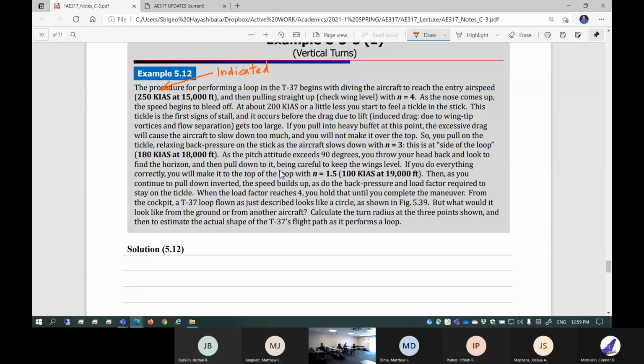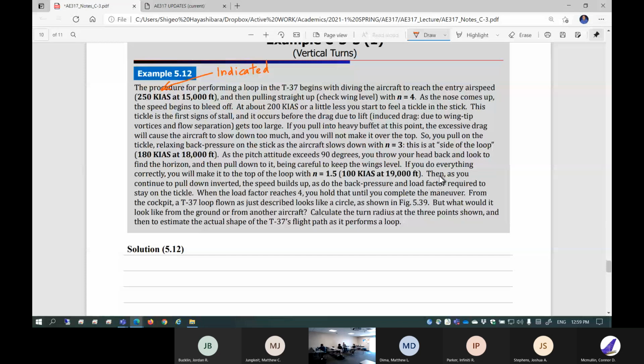Okay, so look to find the horizon. Good. And then pull down to it, being careful to keep the wings level against the horizon. That's what it is. You need a horizon, making sure you are still turning vertically.